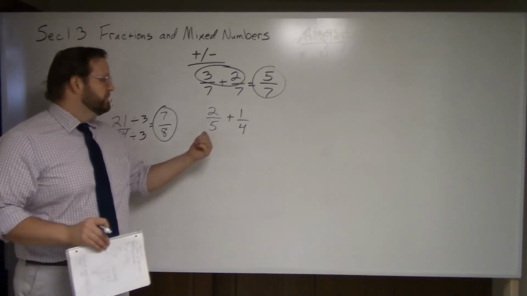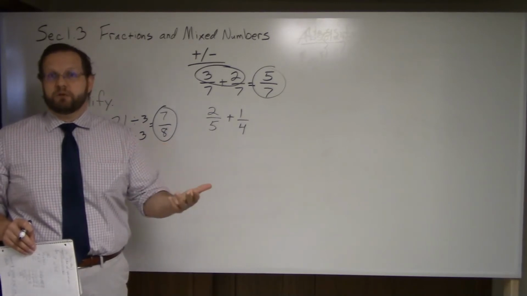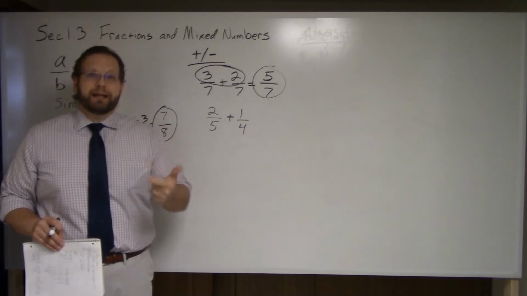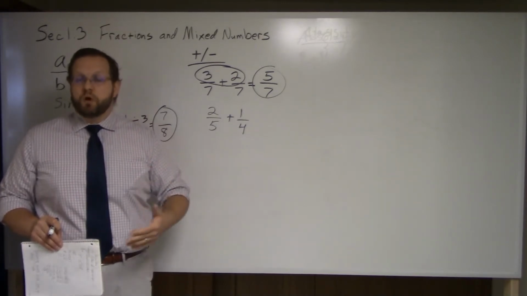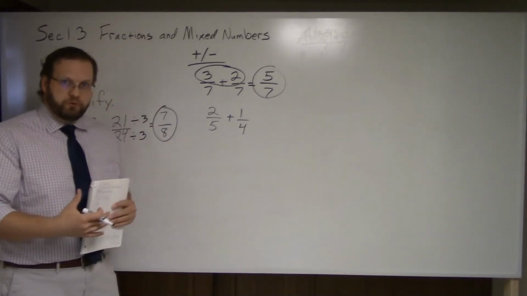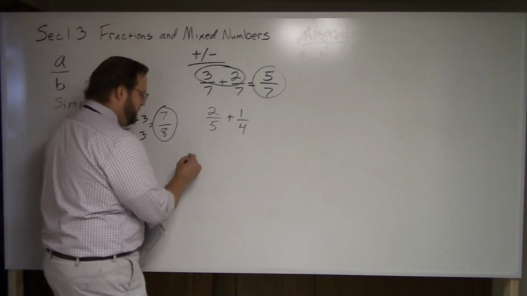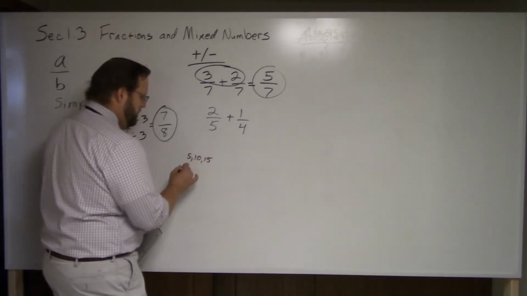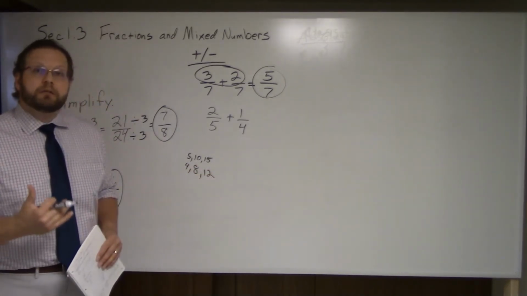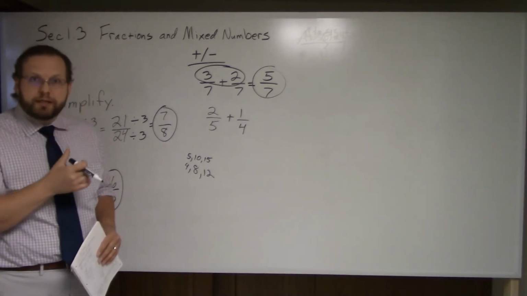Okay, multiples of 5, for instance, are 5, 10, 15, 20, 25, and so on. Multiples of 4, just start counting by 4: 4, 8, 12, 16, 20, 24, and so on. If that's not comfortable for you, write them out. There's nothing wrong with that. Write them out until you hit a number that matches. Okay? In this case, that number is going to be a 20.